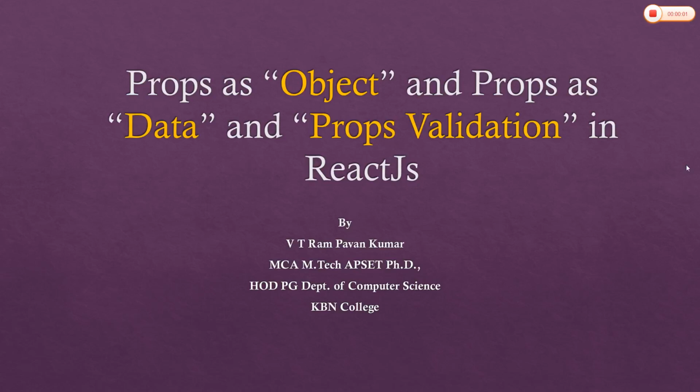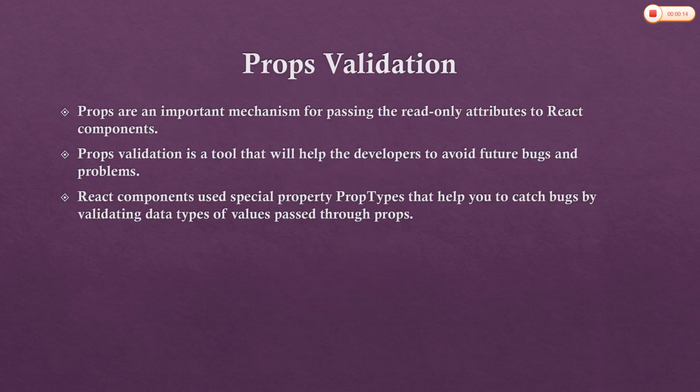Good afternoon, students. In this session, we are going to learn how props is used as an object, how props is used as data, and finally, how we can perform props validation in ReactJS. Props are an important mechanism for passing read-only attributes to React components. Generally, we use props in both class and functional components, as well as React state also.